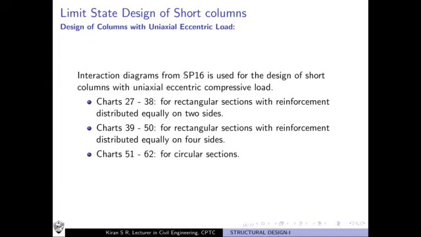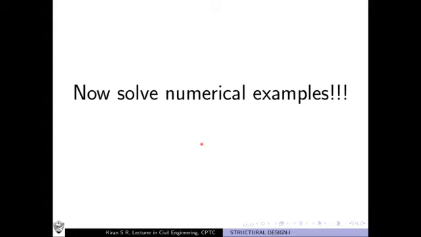Okay, so you just have to refer to SP16 charts listed here for designing short columns subjected to uniaxial eccentric compressive loads. The charts from 27 to 38 may be referred for rectangular cross-sectional columns with reinforcement distributed equally on two opposite sides. Then charts from 39 to 50 may be used for rectangular columns with reinforcement distributed on all four sides. Charts 51 to 62 may be referred for columns of circular cross-section. Okay. So we will now study and solve numerical examples related to the design of columns.